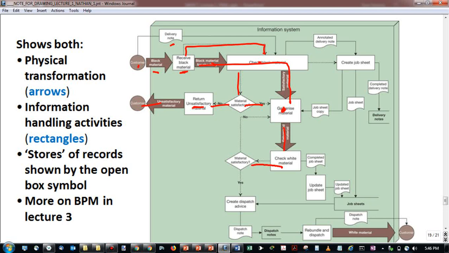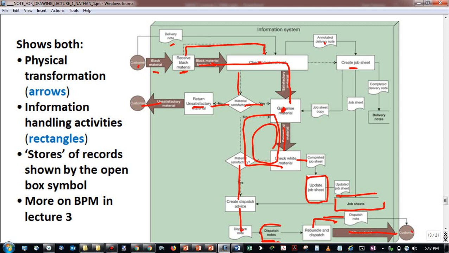We check the white material. Is it satisfactory? No. We go back and do this again and again until it is. If it is satisfactory, we create a dispatch advice, dispatch note. This is a database of some kind, or a data store where we can store this information. And there's a completed job sheet which goes to this process called update job sheet, which goes into a job sheet data store. When eventually there's a dispatch note, or there's a rebundle in dispatch, there's a dispatch note and the material goes out here. And there's also some information about creating a job sheet and storing it somewhere and using that in this process.